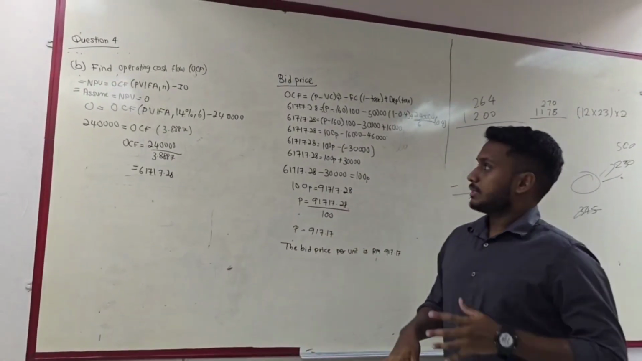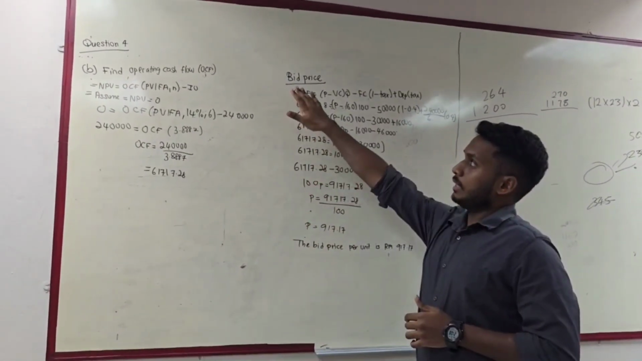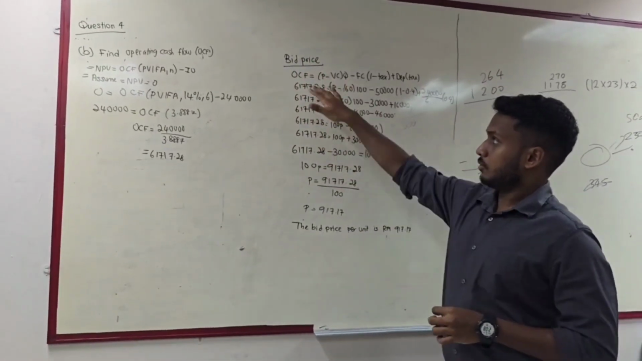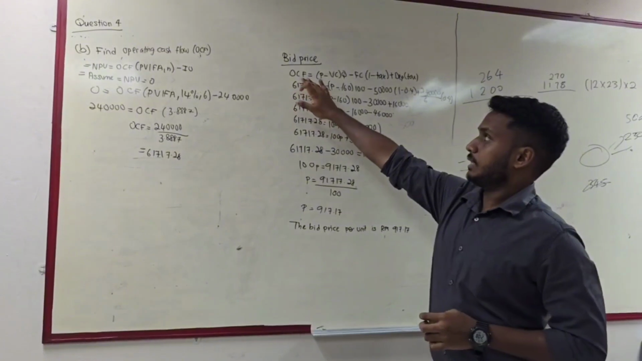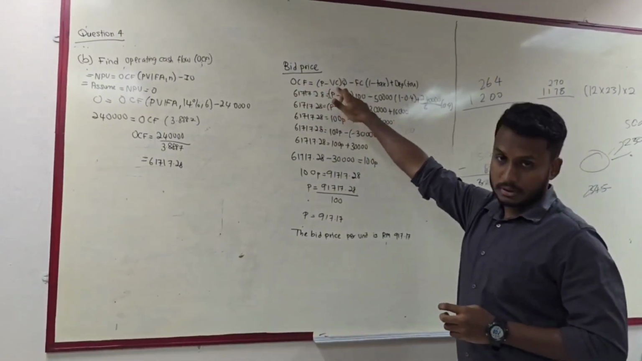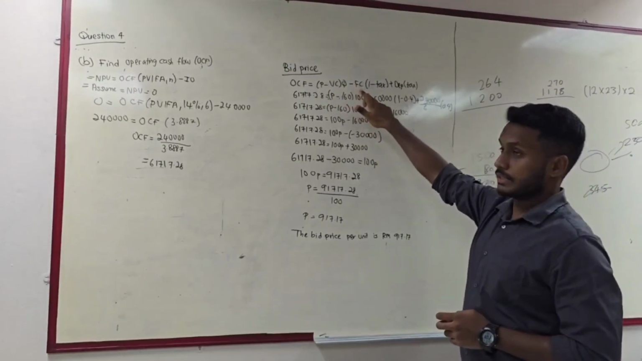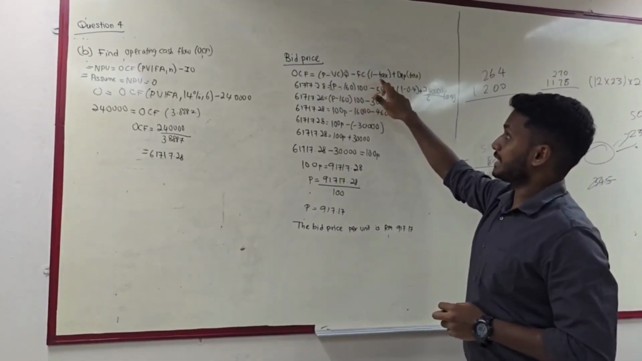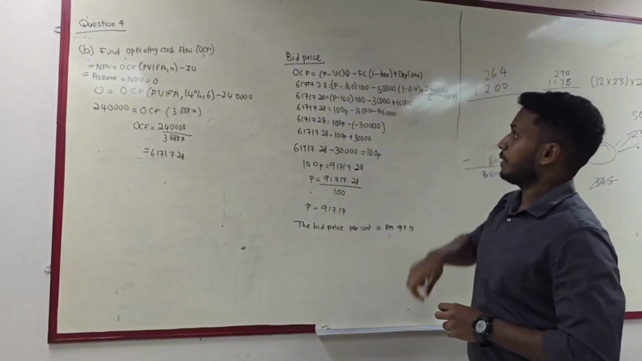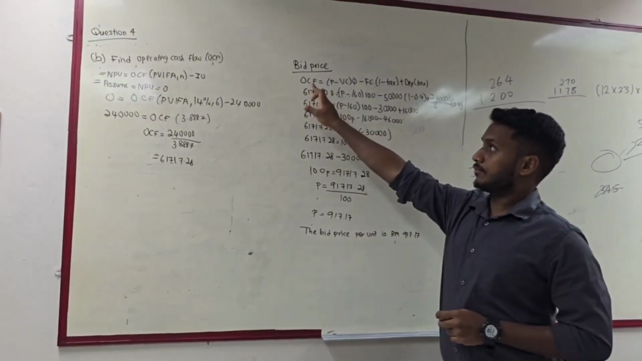So let's move on. Now we are going to search for the midrange from the OCF formula. We already calculated OCF. So the OCF formula will be OCF equals price minus variable cost times quantity minus fixed cost times 1 minus tax plus depreciation times tax. Okay.